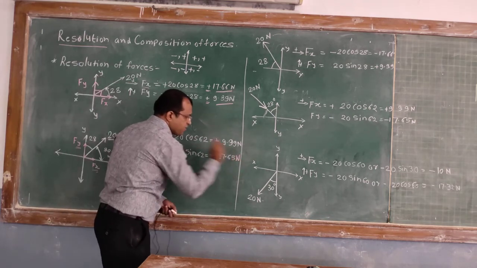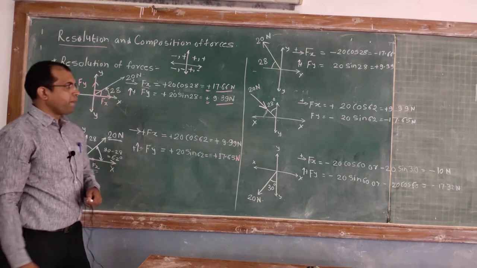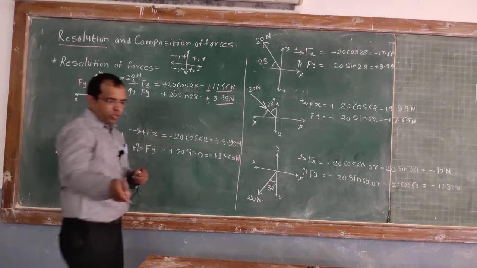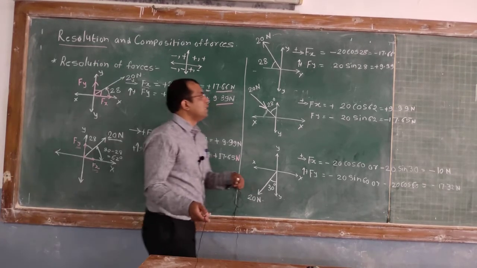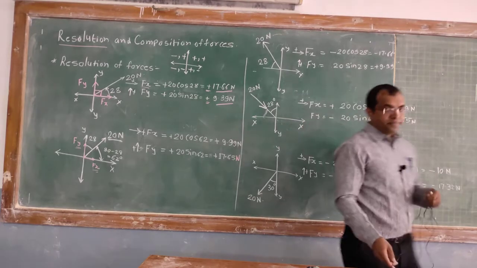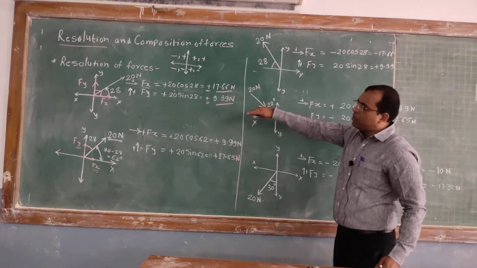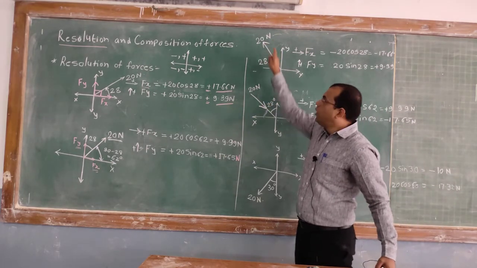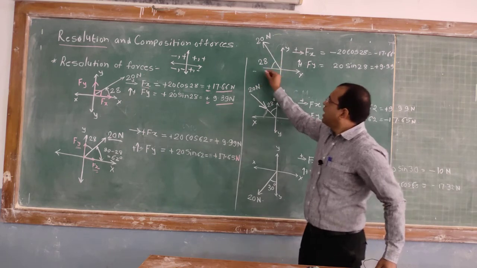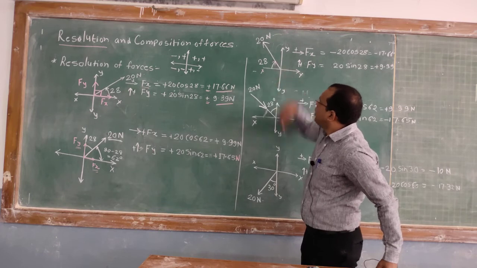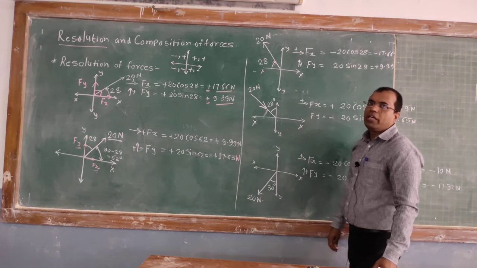So the answer is in front of you, 9.39 and 17.65. Please mention its unit. The unit is Newton as given. If it is in kilonewton, you have to write kilonewton. Okay, let's come to the third problem. So what is the third problem? In the third problem, again I have considered the same magnitude of force, 20 Newton, and the angle made by this force with respect to the x-axis is given. That angle is 28 degrees in a clockwise sense with respect to the negative x-axis.